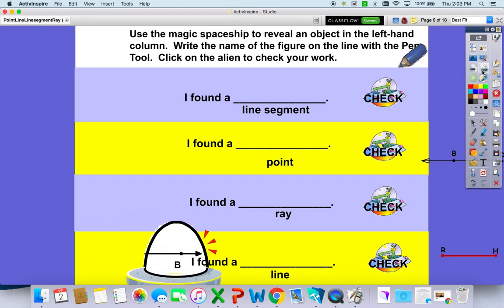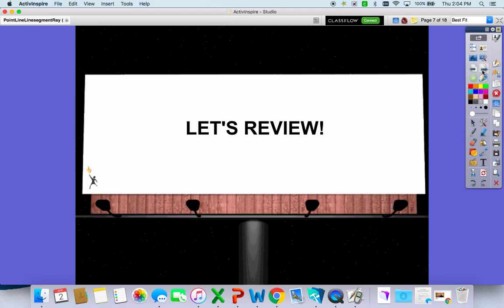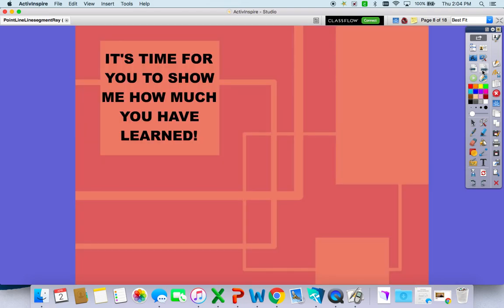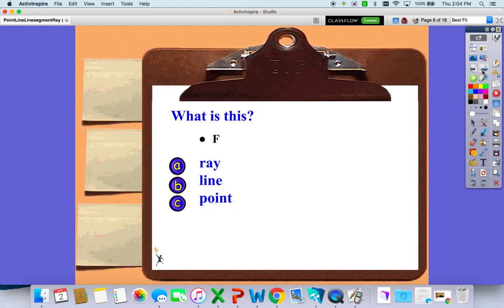All right, let's look at another example. Let's review our terms. There we go. First example, what is this? Is this a ray, a line, or a point? You should have said a point, and I would name this point F.